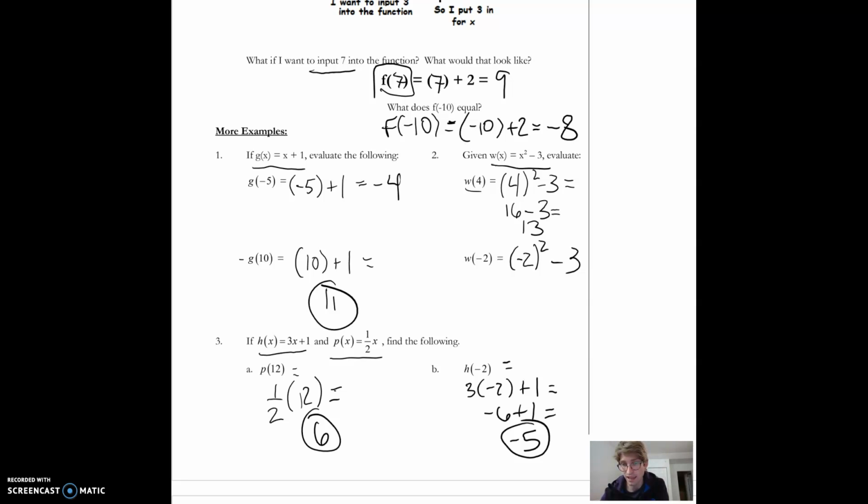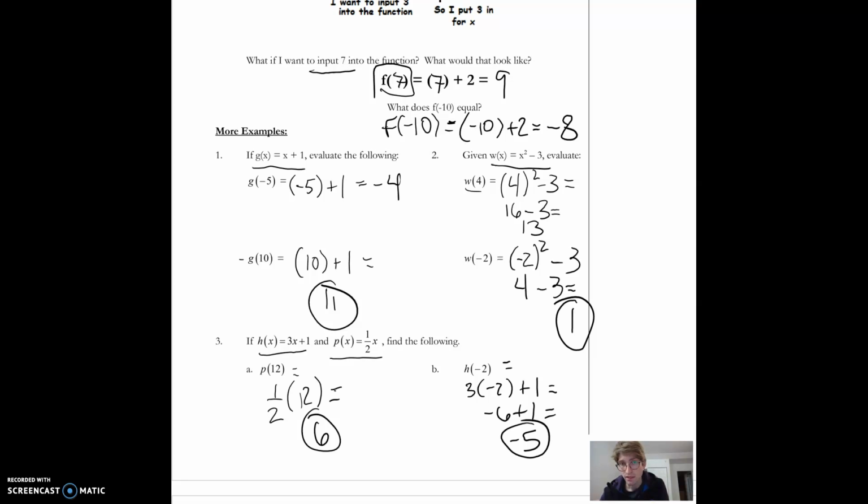I do want to look at w of negative 2, though, because if you used a calculator, I want to make sure you got the right answer. Think about this without a calculator. Negative 2 to the second power. Raising something to the second power means multiplying it by itself. Negative 2 times negative 2 is 4, not negative 4. And 4 minus 3 is 1. So please double check that one. If you got negative 7, be careful with your squaring. You've got to know how to type that into a calculator properly.